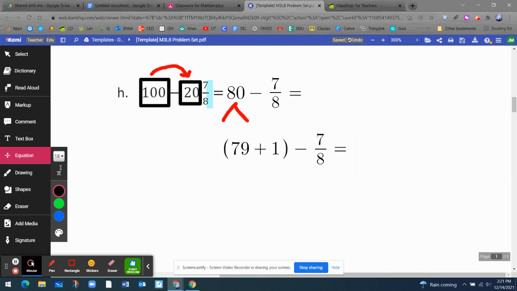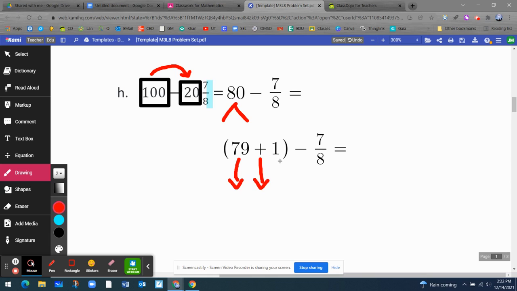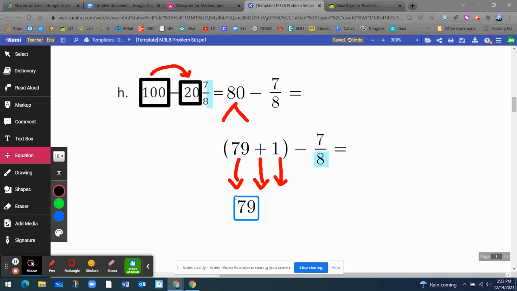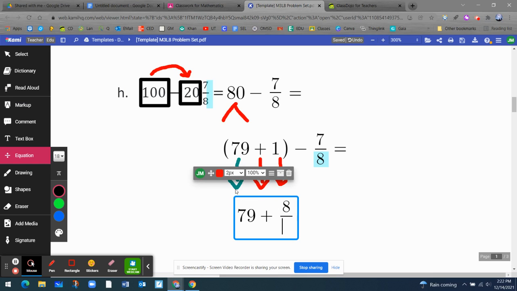Now, our next step is going to be this. That 79 is going to be dropped. The plus sign, you're going to drop it, and the 1 is going to become a fraction. How do I know what kind of fraction I'm going to create? Well, you have to look at the fraction that we are going to subtract, 8. So let me demonstrate. The 79 is going to be dropped, 79 plus the 1 now is going to be 8/8. Why? Because 8/8 equals 1.